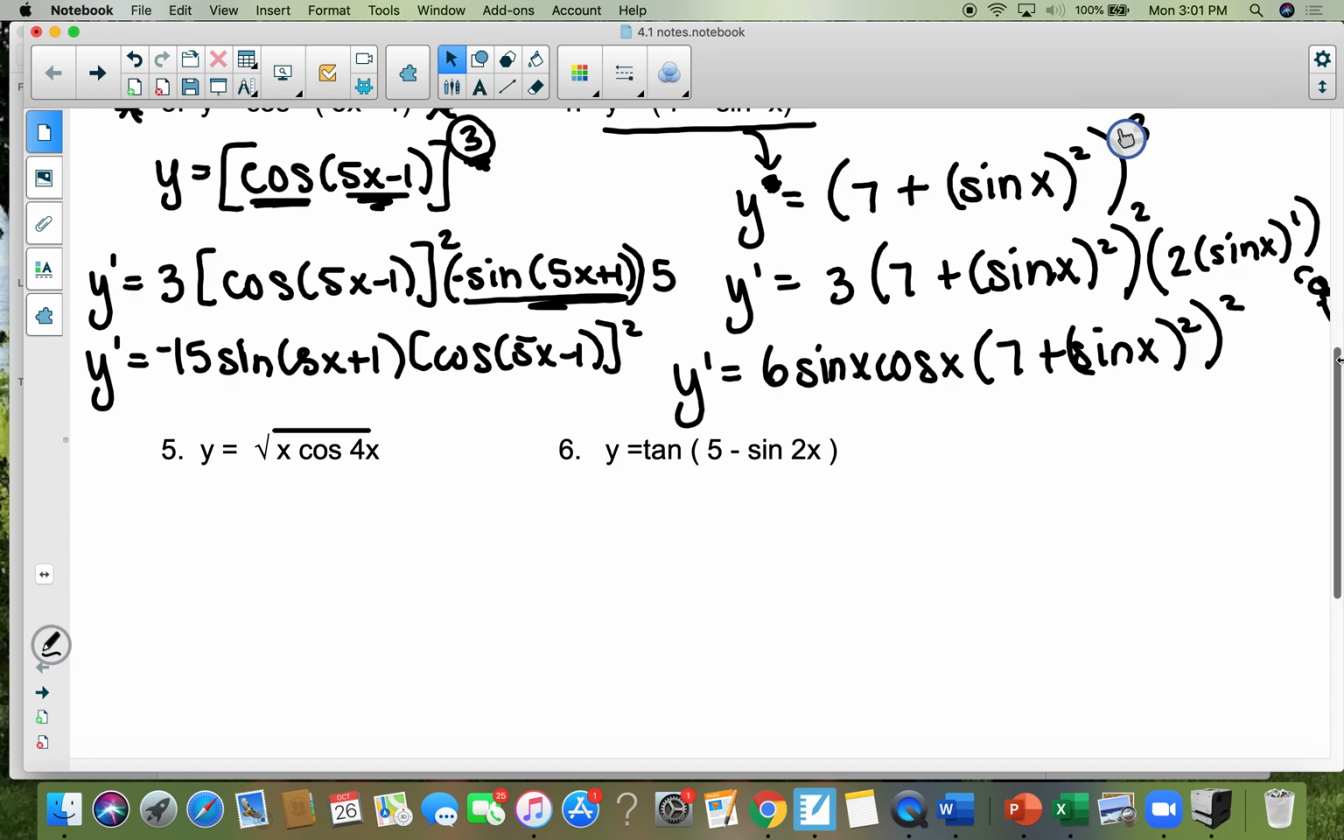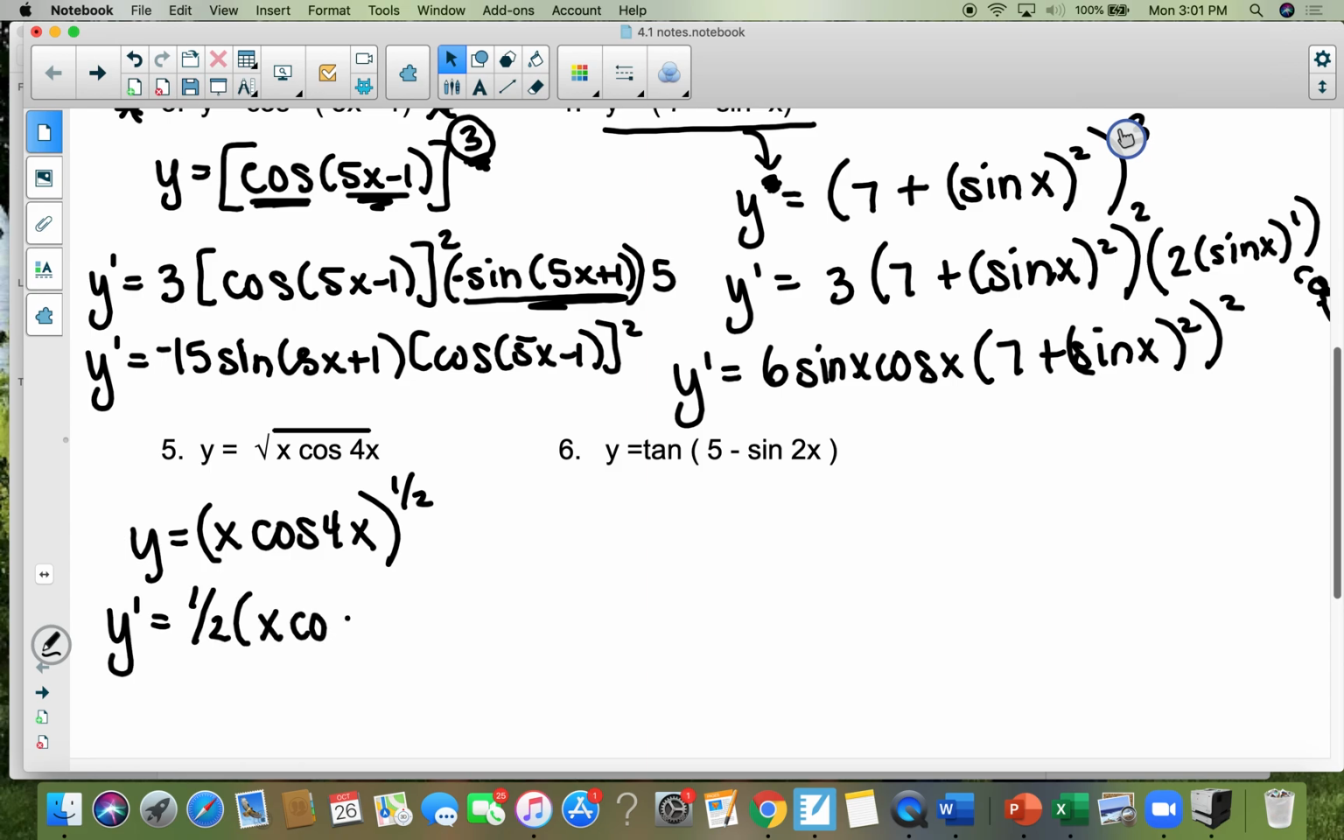So this one, y equals x cosine of 4x raised to the 1/2 power. So y prime is equal to 1/2 x cosine of 4x to the negative 1/2. But then you also have to take the derivative of this, and the derivative of this is the product rule. So we're going to continue this.